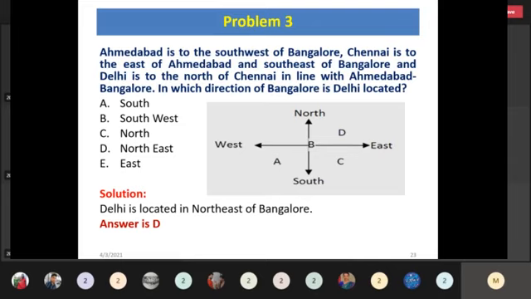Problem 3. Ahmedabad is to the southwest of Bangalore. Chennai is to the east of Ahmedabad and southeast of Bangalore. And Delhi is to the north of Chennai, in line with Ahmedabad and Bangalore. In which direction of Bangalore is Delhi located? Since it gives southeast and so on, it will be easy.